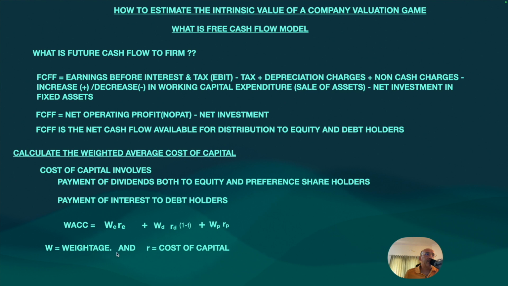See, W is the weightage and R is the cost of capital. Weightage is a very simple concept. It is a ratio you are determining for the weightage given to each person in that group. What is the weightage for each person? The persons here are equity, debt and preference shareholders.